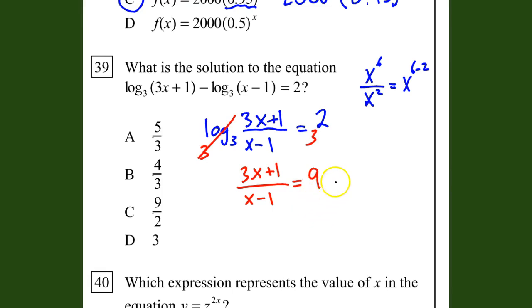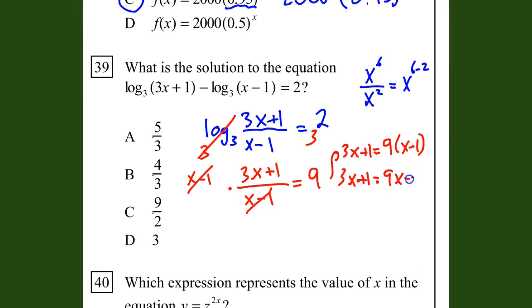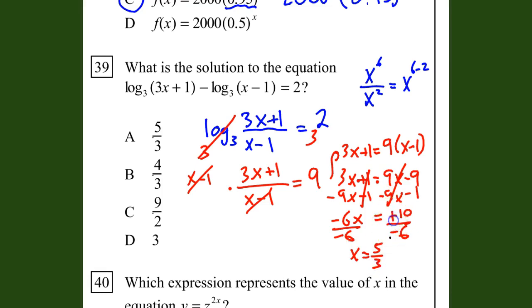And then we just have to solve this equation. So that's going to be 3x plus 1 equals 9 times x minus 1 if I multiply both sides by x minus 1. Cancels out. And then just do a little arithmetic here to solve the rest. Variables to one side, numbers to the other. So if I subtract 9x and subtract 1, we end up with 3 minus 9, which is negative 6, which will equal negative 9 minus 1, which is negative 10, and then divide both sides by negative 6. So we'll end up with positive 10/6, and that reduces by 2. So positive 5/3. A.